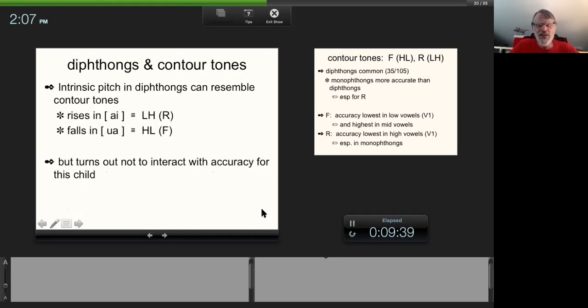For contour tones, we do have to actually think about diphthongs a little bit, because intrinsic pitch changes in diphthongs can resemble contour tones. In i-a, intrinsic pitch starts low and rises, like a rising tone. In u-a, it starts high and falls, like a falling tone. But it turns out that that didn't affect accuracy for this particular child.